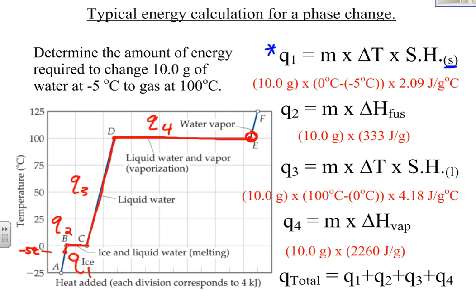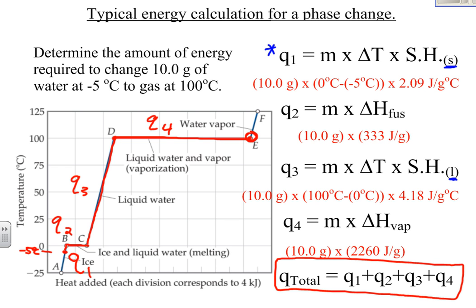For Q2, we undergo a change of state, so we're going to use the heat of fusion: mass, 10 grams, times 333 joules per gram. This is specific for water, as is the specific heat. For Q3, we're changing temperature again: mass, delta T, specific heat, only this time we've got the specific heat of the liquid. For Q4, mass times, again, we're going through a change of state, so it's the heat of vaporization. If I plug those values in, I get my total energy by adding all of those up together.